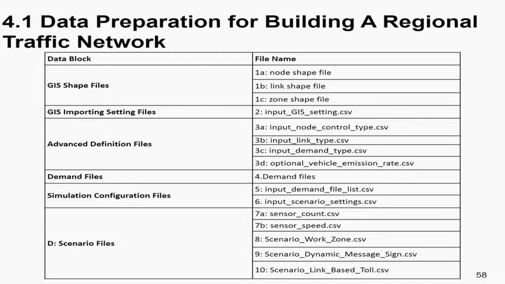So here is a long list of the data files you need to specify, but we start with the GIS shapefile. Typically, planning organizations have these GIS shapefiles available, such as the node shapefile, link shapefile, and zone shapefile. Then we use item number 2, input the GIS setting, to specify the link information.